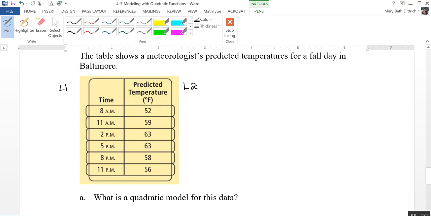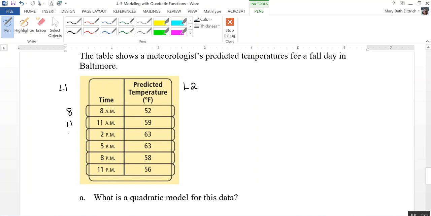Now let's take a look at the time here. So I have 8 a.m., 11 a.m., 2 p.m. So I can't really put in 8, 11, 2, 5, 8, and 11. That's not going to work. What I need to do is think in terms of military time. So 800 hours, 1100 hours, 2 hours after 12 noon is 1400 hours. So I'm going to list these numbers here.